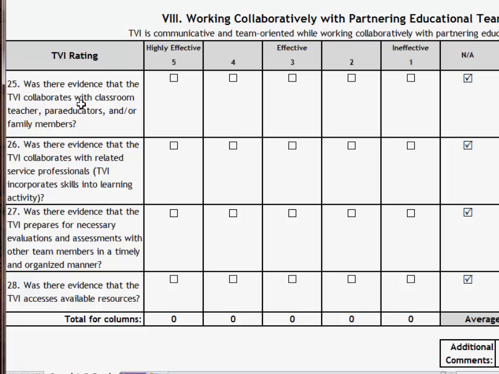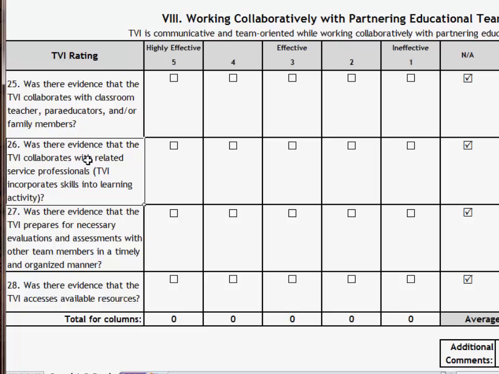Well, you may not have seen exactly the other person. If you were working one-on-one with a student, you might not see that they were collaborating at that moment in time. However, if they were using, for example, classroom materials with that particular student, and it came from the general education teacher, then there was evidence that there was some collaboration going on. If you're working on a communication system that's going to be used at home, and there's evidence that there was collaboration, you want to look for those things.